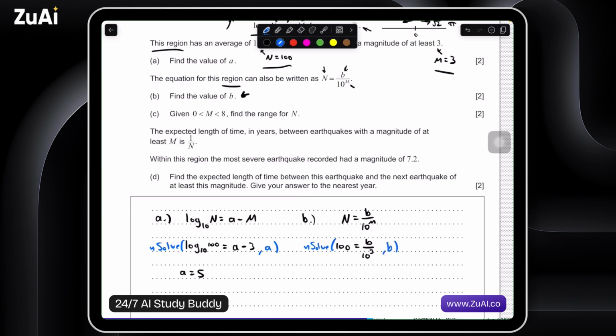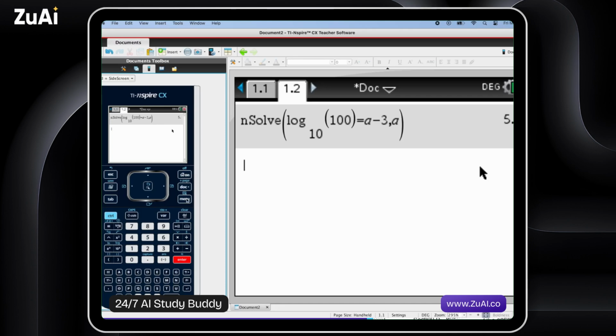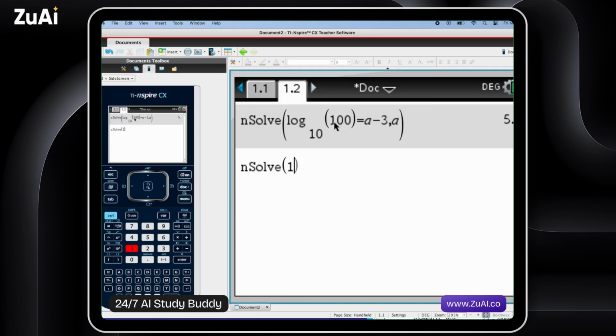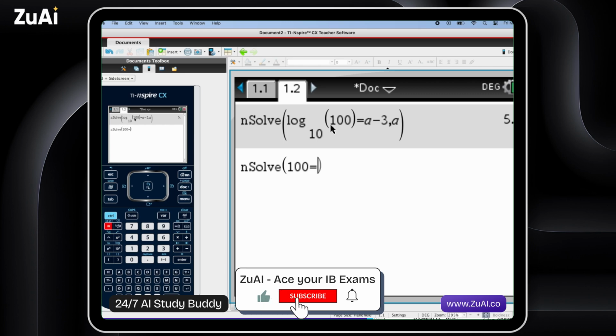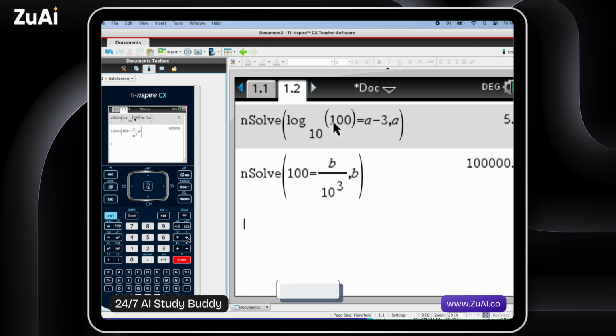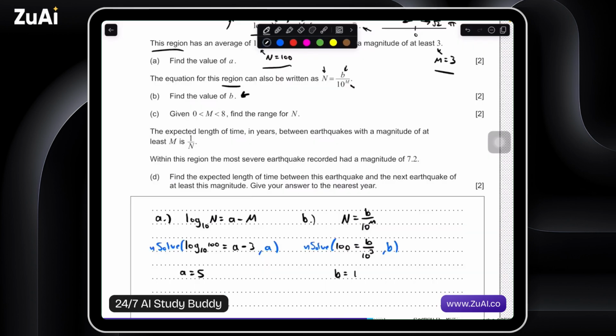So let's go back to the calculator and work this out. Menu, algebra, numerical solve. 100 equals, set up a fraction, b over 10 to the power of 3, and then we ask the calculator to solve for b. Alright, so it looks like 100,000. So b is equal to 100,000.